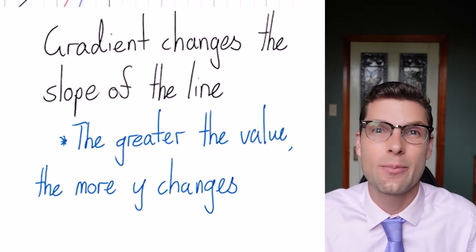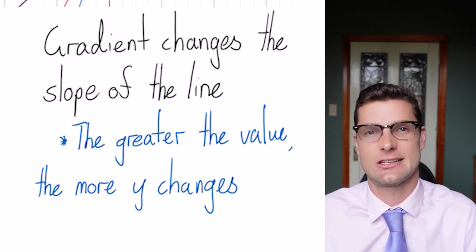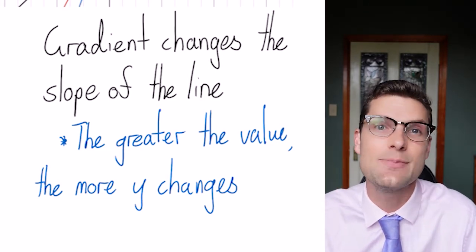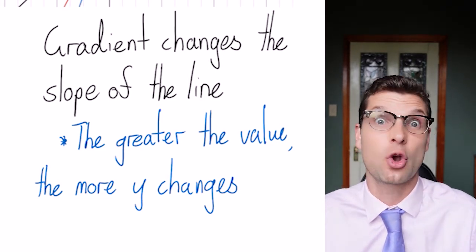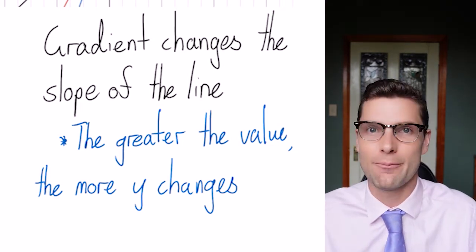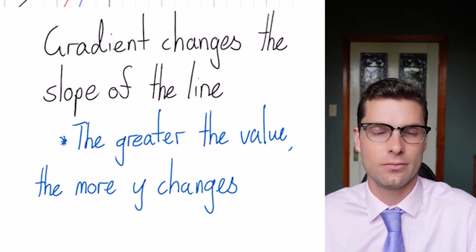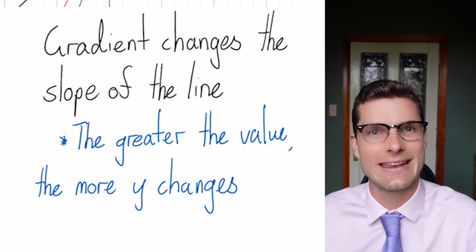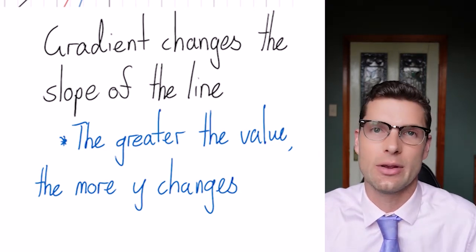So the easiest way to think about this is that the gradient changes the slope of the line, or the steepness of the line. It's actually sometimes called slope for this exact reason. So the higher the value, the bigger number that is with that x term, the faster y is going to increase, or the steeper the line becomes.